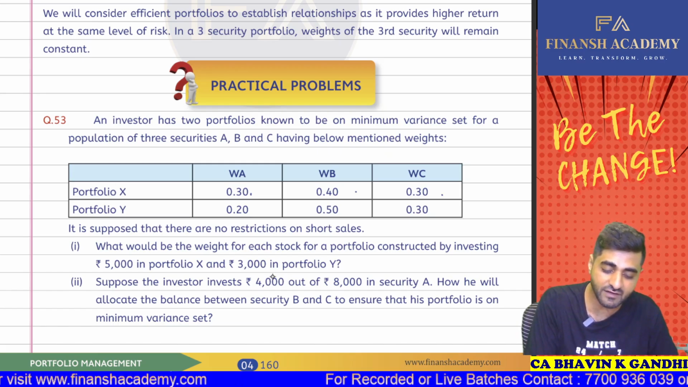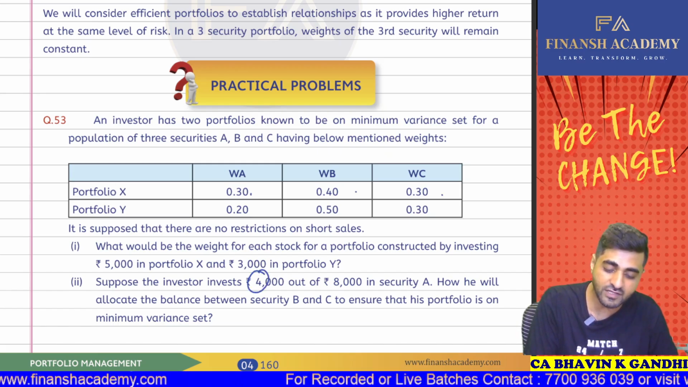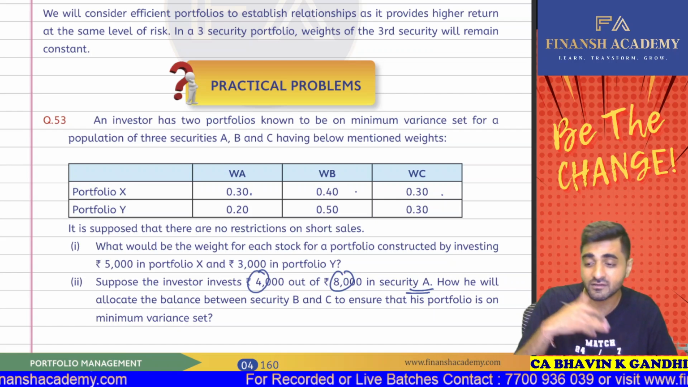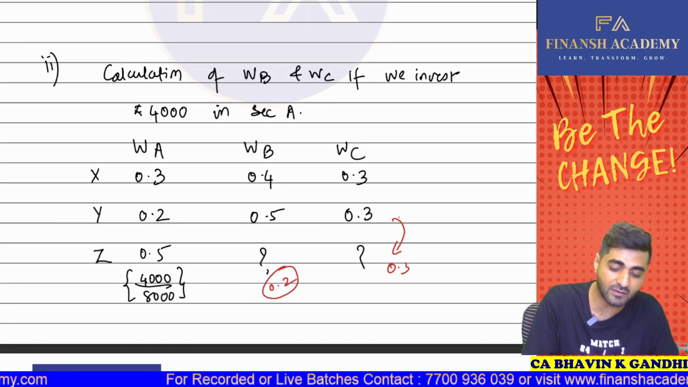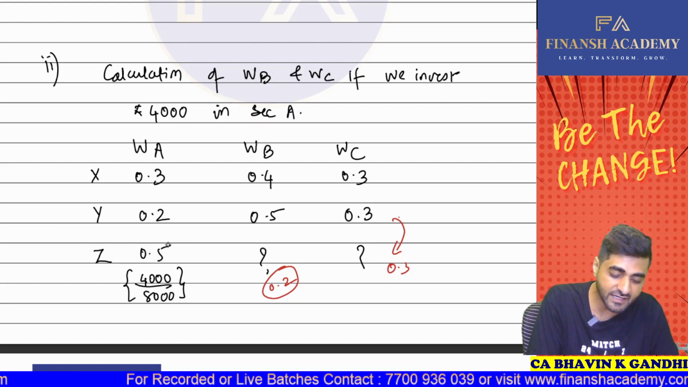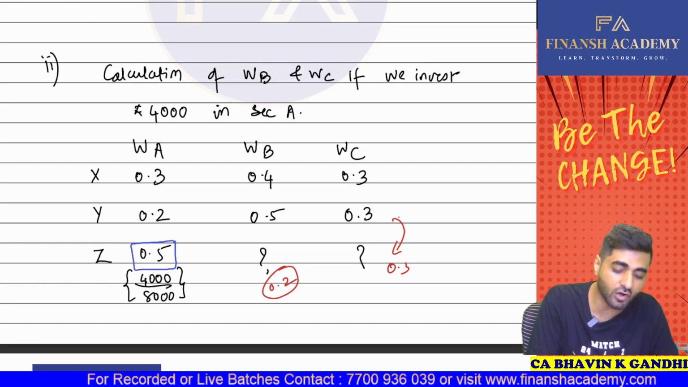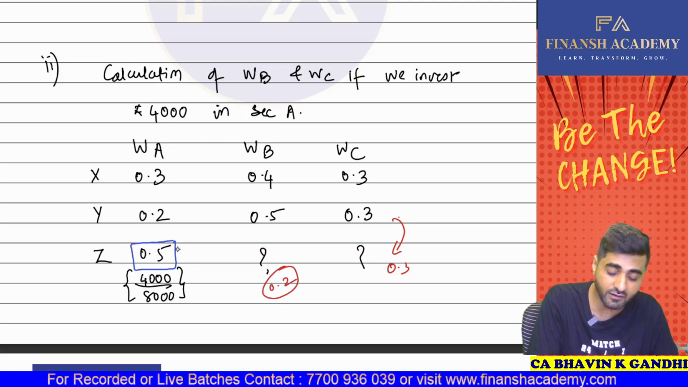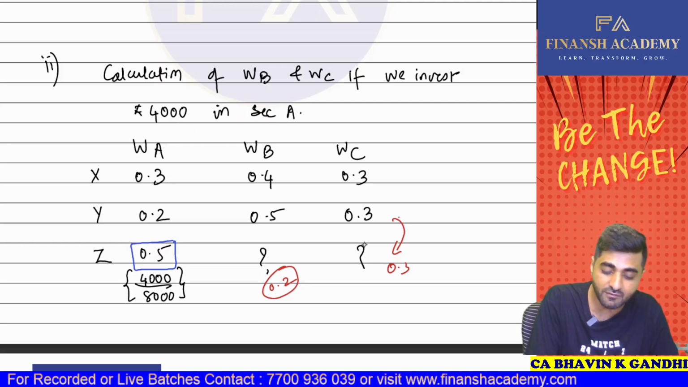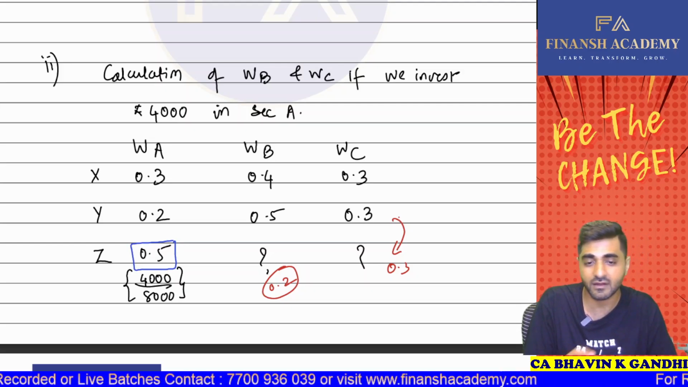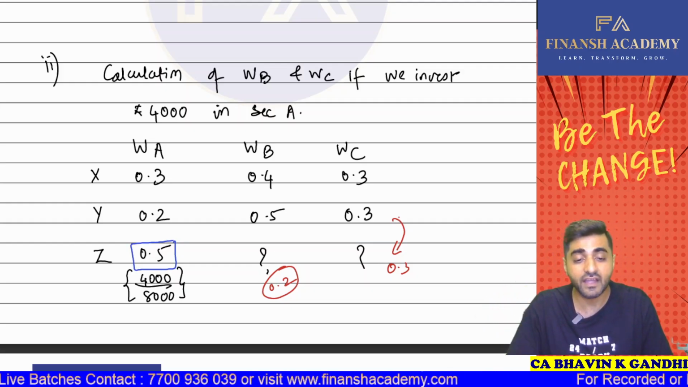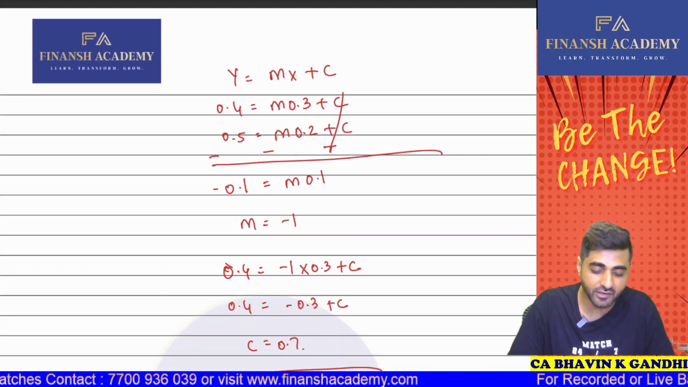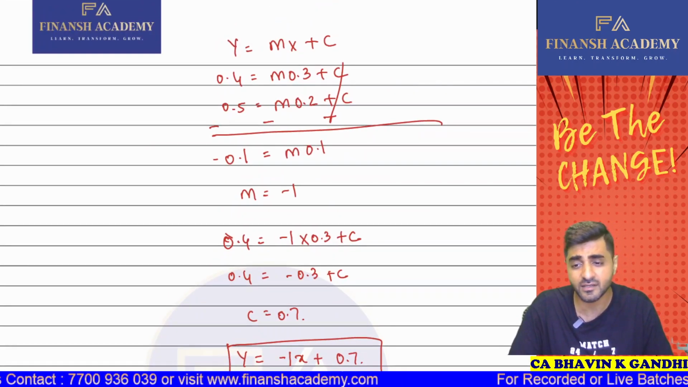As you can see, suppose the investor invests 4,000 out of 8,000 in security A. So now he's creating one more portfolio. So as you all can see, in this one more portfolio, we are investing 0.5 in your weights of A. We don't know weights of B, we don't know weights of C. Which I told you very easily you can do it. But we have to do this by a particular method.